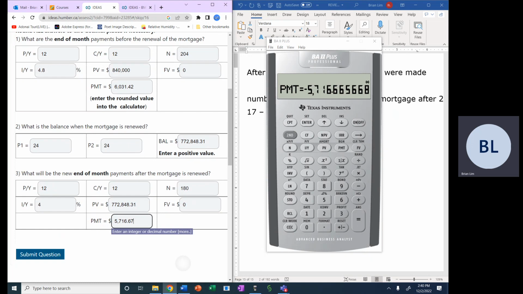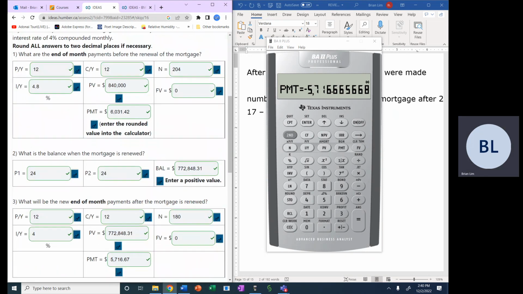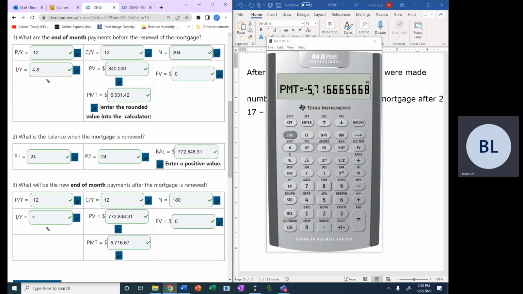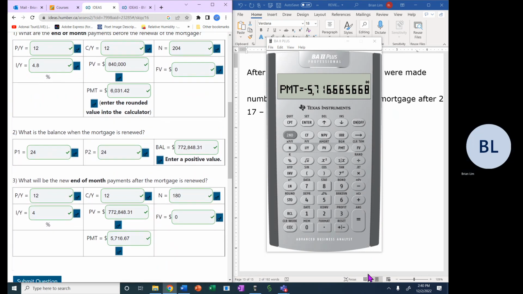We will now submit and see how our calculations turned out, and they are correct.